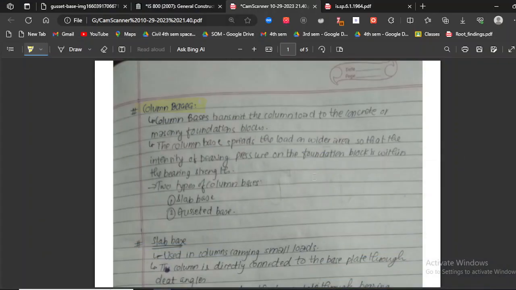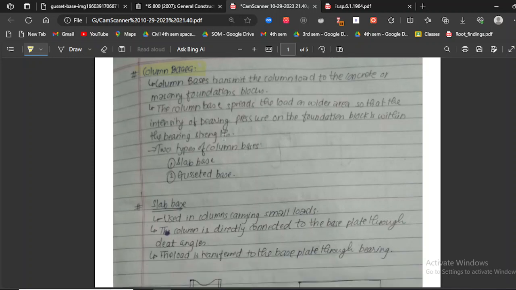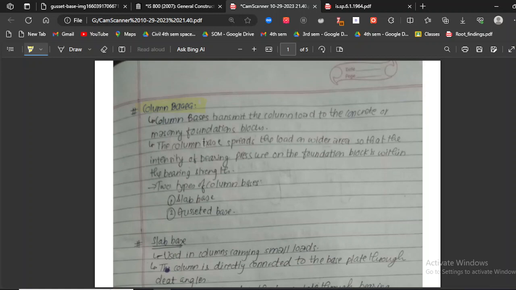In this video, we are going to do a numerical based on column base. So basically, we're going to do a design of column base. So we will do a numerical on that.